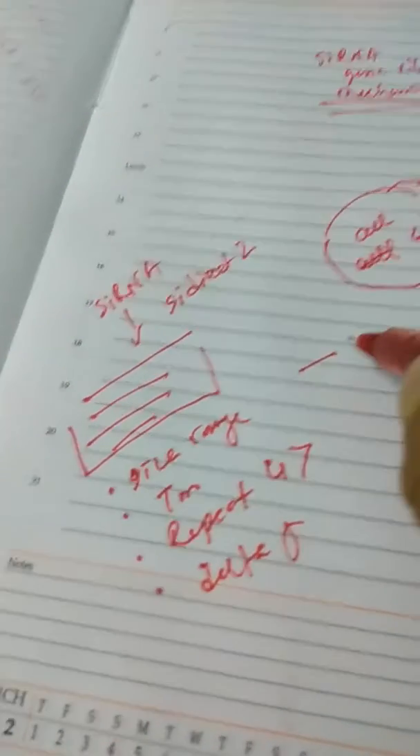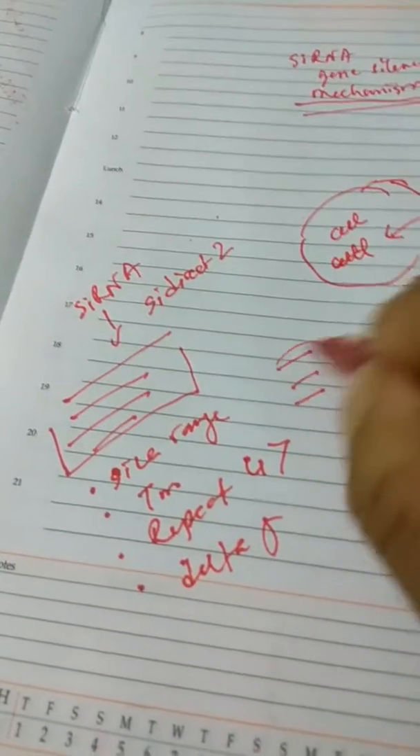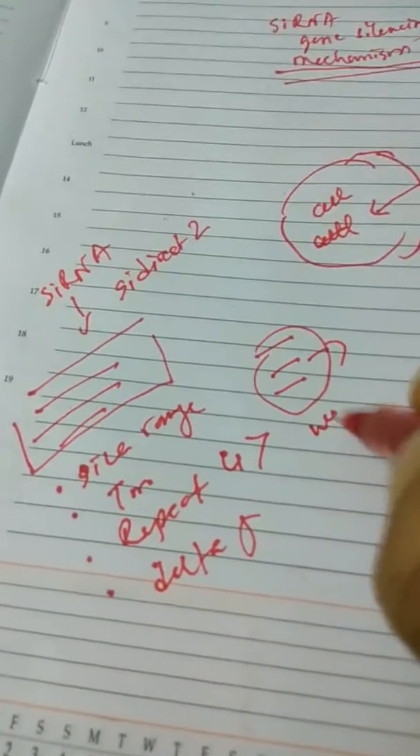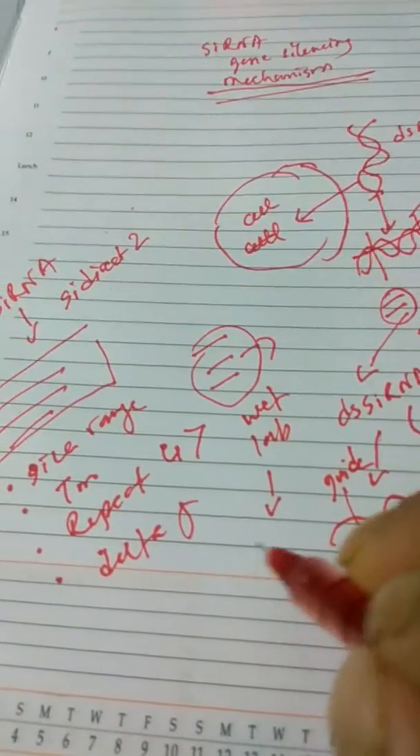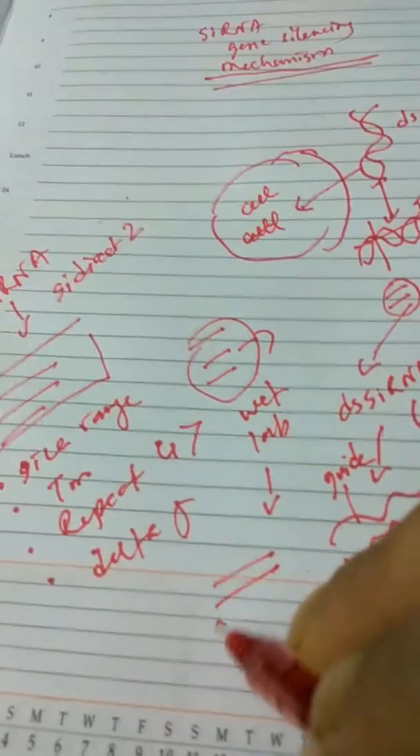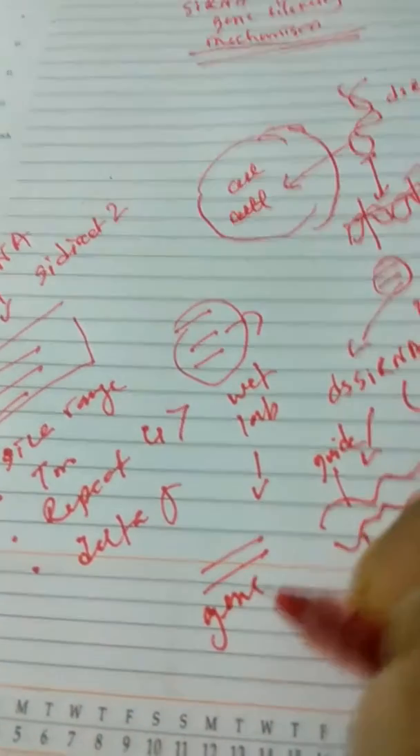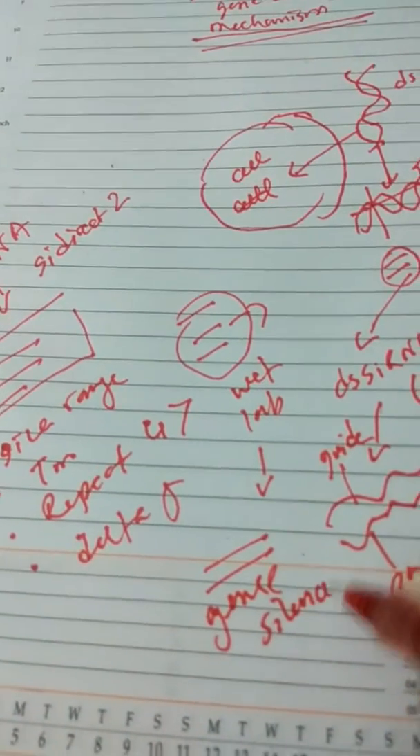Suppose these are S1, 2, 3. Then you can further go to the wet lab and check whether this actually works as a gene silencer, whether it actually silences your gene. That's all for today. Thank you.